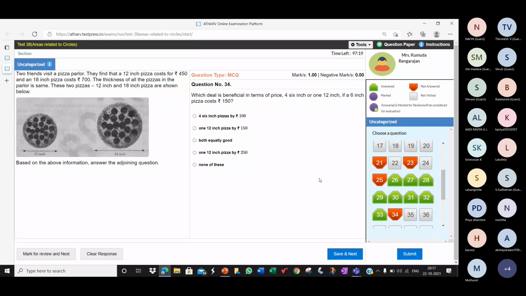Which deal is beneficial in terms of price, 4 6-inch pizzas or one 12-inch pizza, if a 6-inch pizza costs rupees 150? Because that cost was not mentioned earlier, they're mentioning it now. Earlier we had the cost only for 12 and 18-inch pizzas. So the cost is mentioned here for the 6-inch pizza, 150 rupees. Now in terms of money, which is beneficial? Where will you spend less?